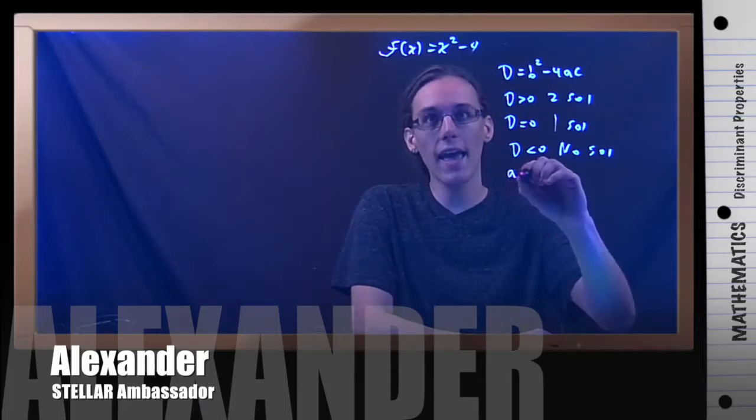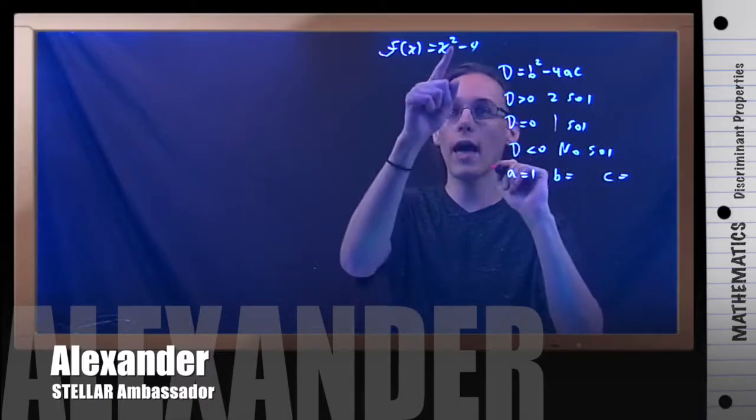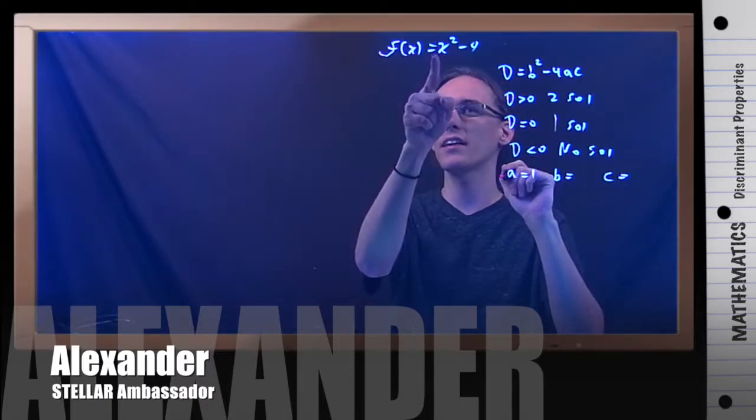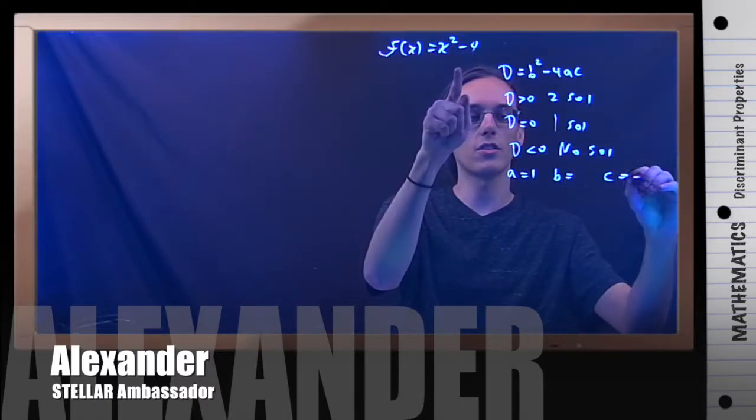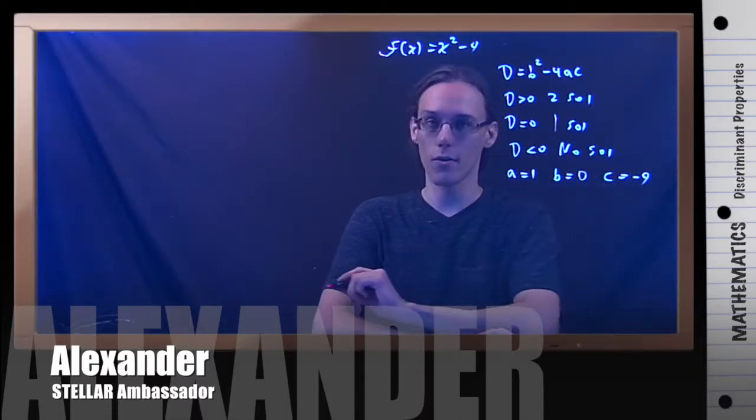Let's make a note that a is equal to 1. B, notice I don't have an x term. I have x squared, and then it jumps straight to my c term, which is negative 9. I don't have a b term, so that's going to be 0.